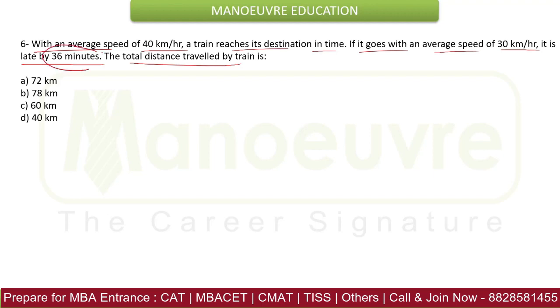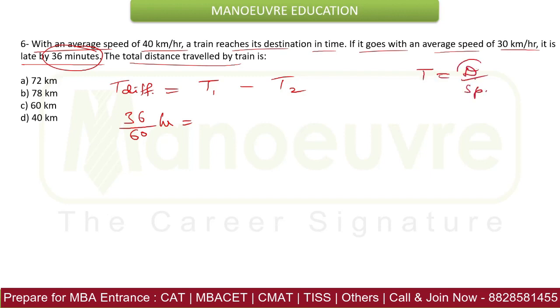Now see, the difference of time is 36 minutes. So time difference is the difference between the time at two different speeds. So let's say it's T1 minus T2. So this will be 36 by 60 in terms of hours, and time is distance upon speed. Let's say distance is d, so T1 will be d upon 30 minus d upon 40.